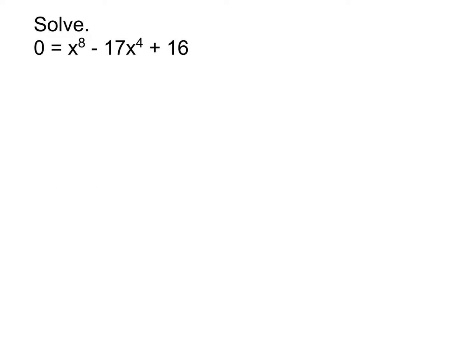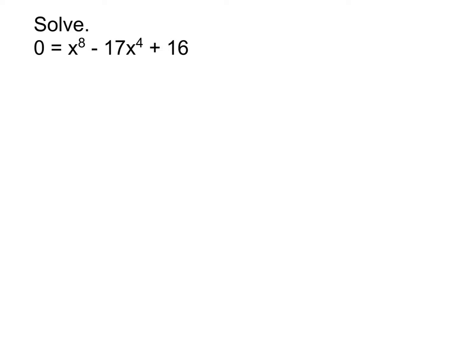All right, now the last one we're going to be taking a look at solving is this problem. Now hopefully this problem looks a little familiar to you. This is the same problem that we factored at the start of class today. The x to the 8th minus 17 x to the 4th plus 16. The difference is, though, this time we've written it as 0 equals, and we're being told this time that we're going to solve it.